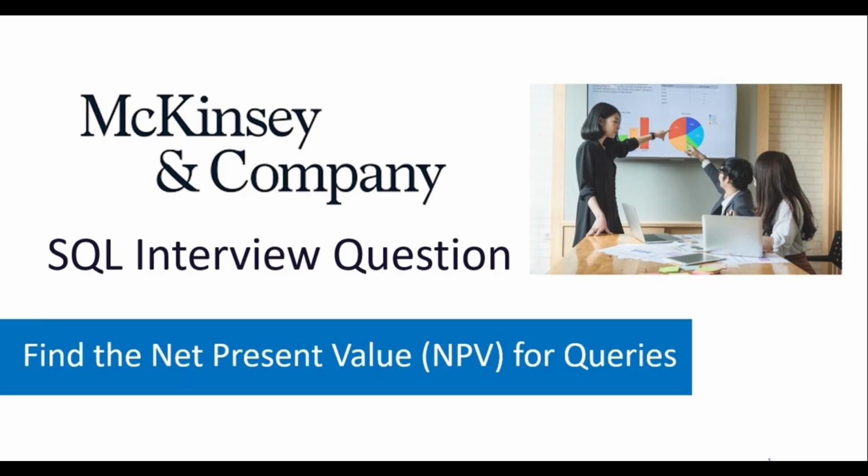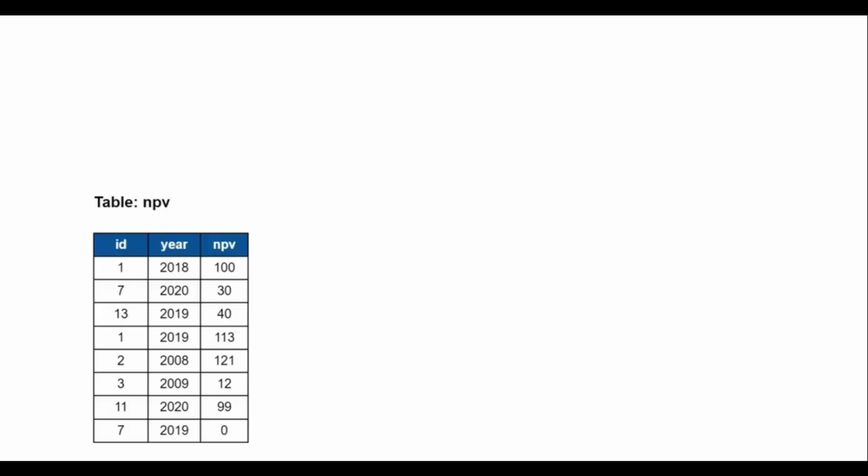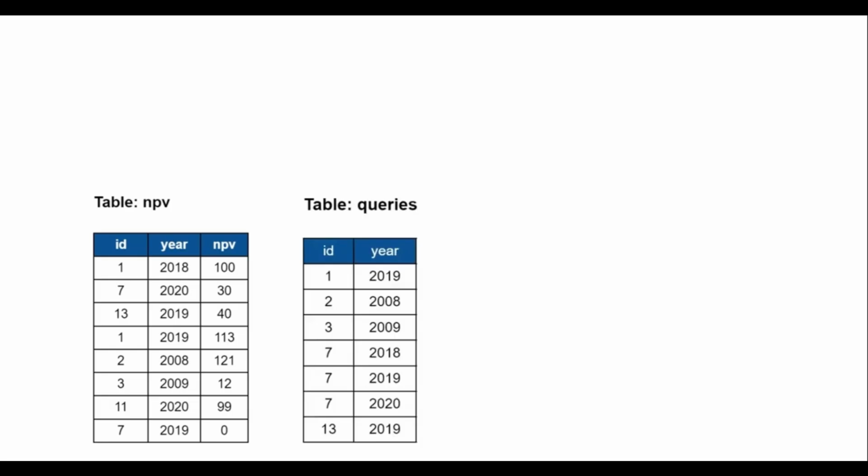So the question is on finding the net present value for queries from two tables using SQL. So let's understand the question first. Assume that we have two tables, one called NPV table and the other called queries table. The NPV table contains data for different ID and year combinations along with their corresponding NPV values. The queries table lists all the ID and year combinations that we are interested in.